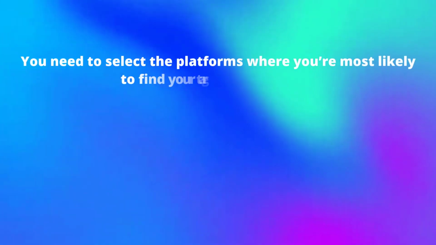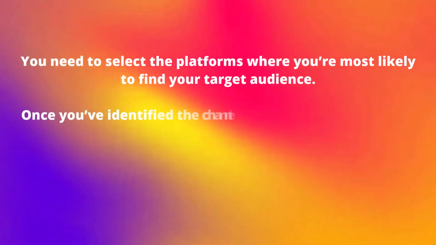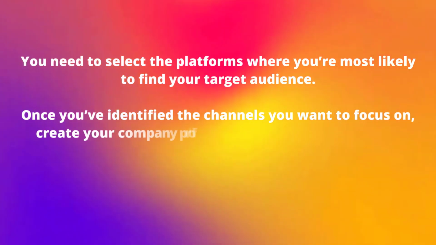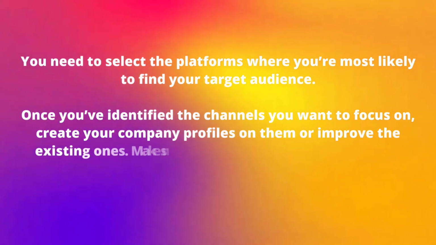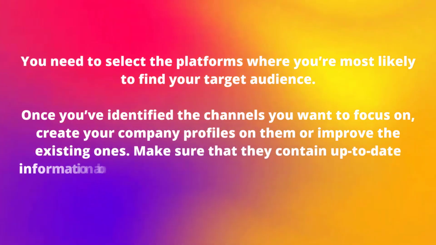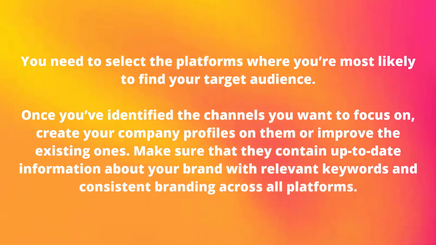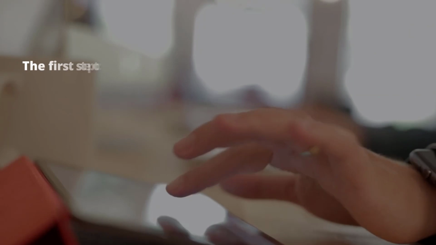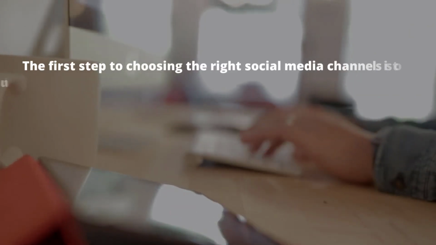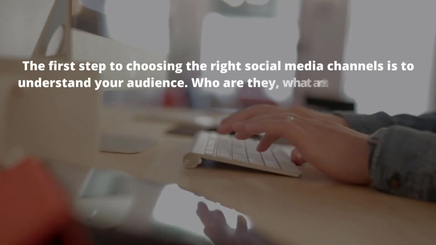You need to select the platforms where you're most likely to find your target audience. Once you've identified the channels you want to focus on, create your company profiles on them or improve the existing ones. Make sure that they contain up-to-date information about your brand with relevant keywords and consistent branding across all platforms. The first step to choosing the right social media channels is to understand your audience. Who are they?